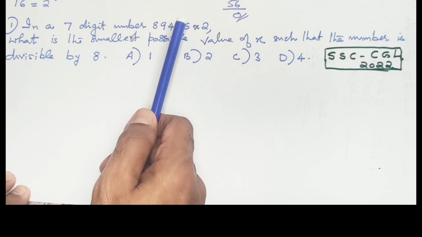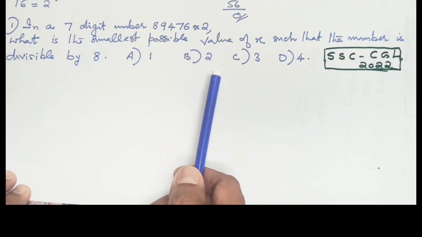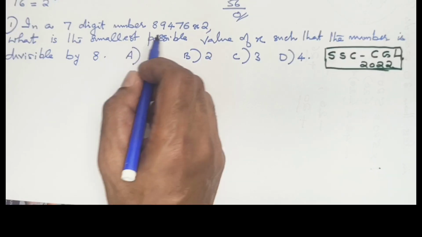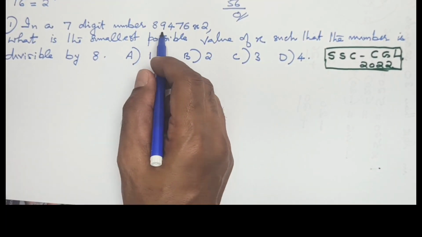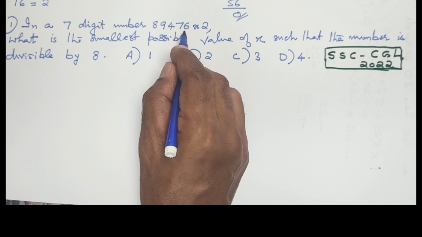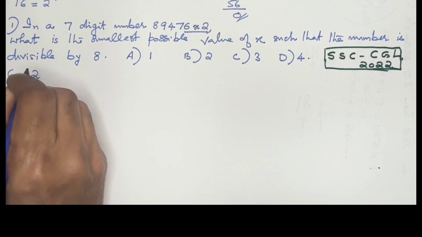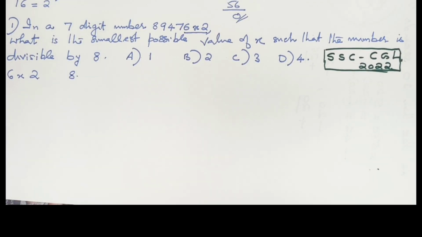See, in the 7-digit number, there is this digit missing, the last but 1 digit, and you are finding the smallest possible value. It's given that this 7-digit number is divisible by 8, which implies what? The number formed by these 3 digits, 6x2, is divisible by 8. So there are 2 ways to do this problem.